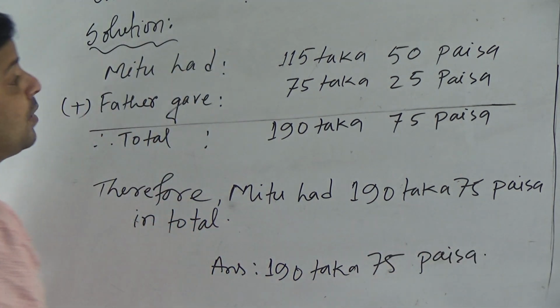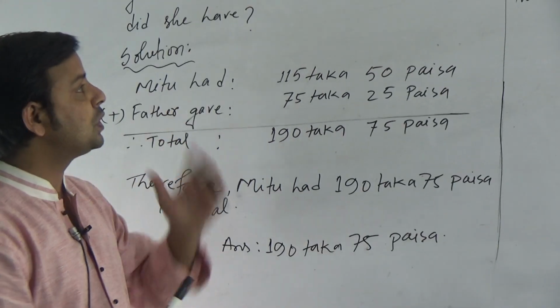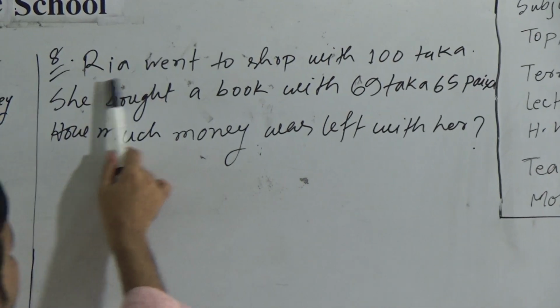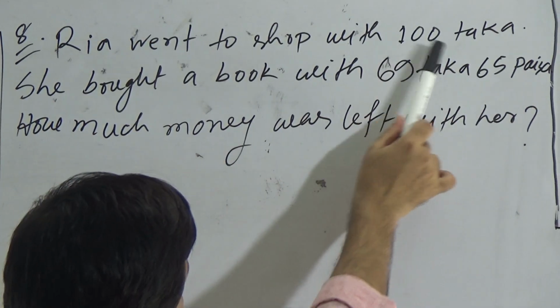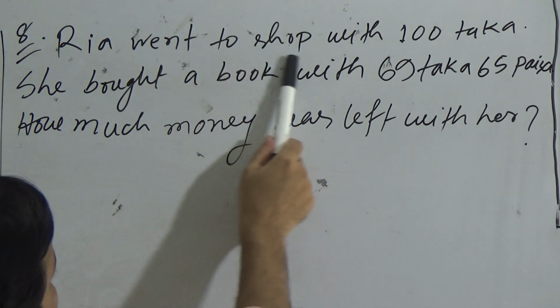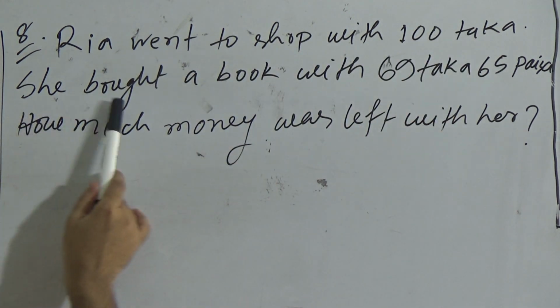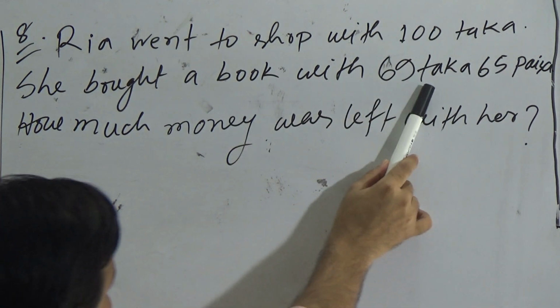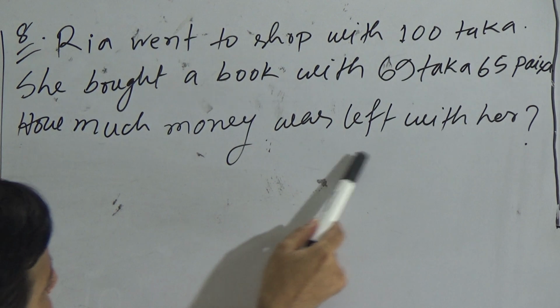Okay dear students, I hope you have understood the solution of question 7. Now I will go to question 8. Question 8 is Ria went to shop with 100 taka. 100 taka means paisa is not mentioned here. It means that 00 paisa. It means that Ria went to a shop with 100 taka 00 paisa. She bought a book with 69 taka 65 paisa. How much money was left with her?